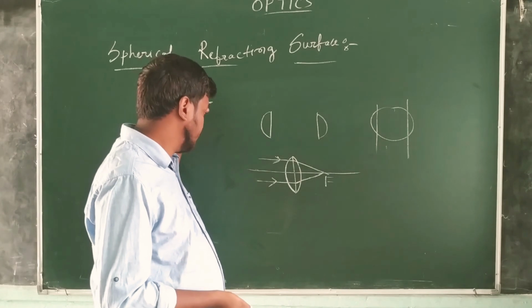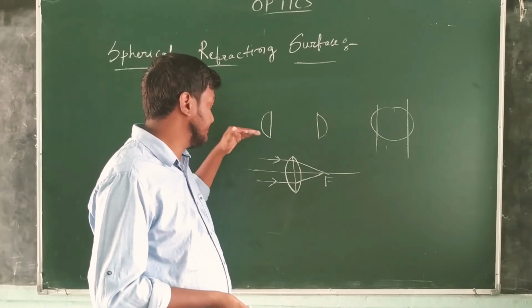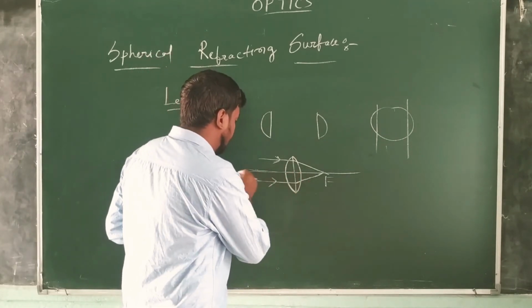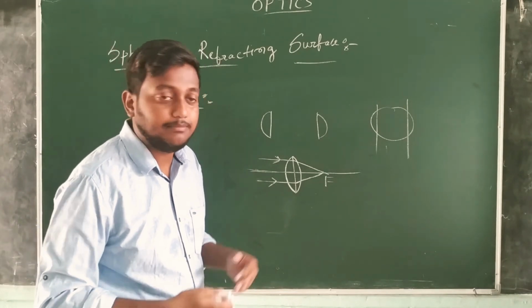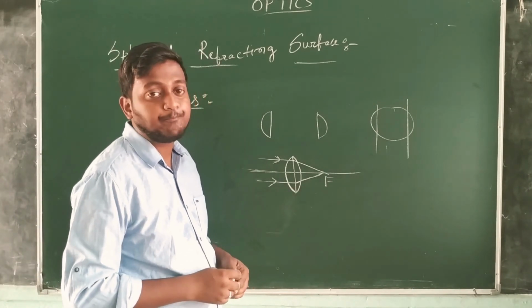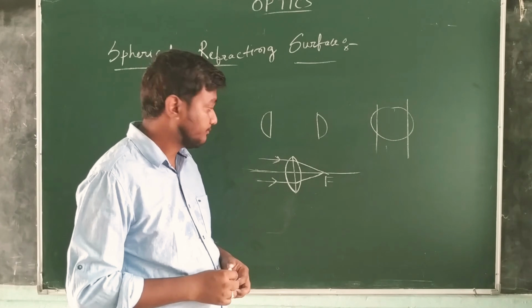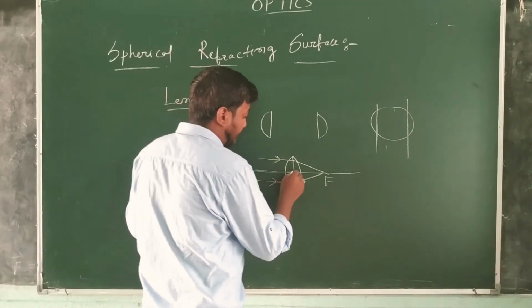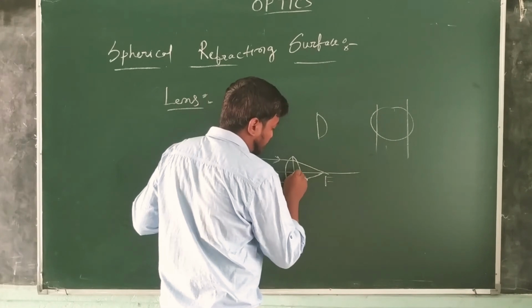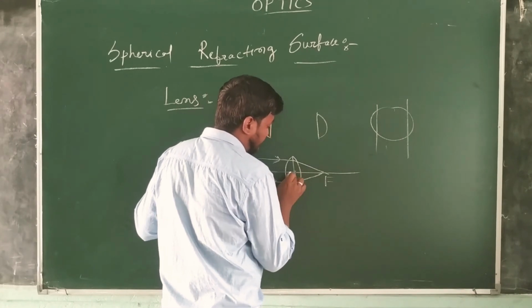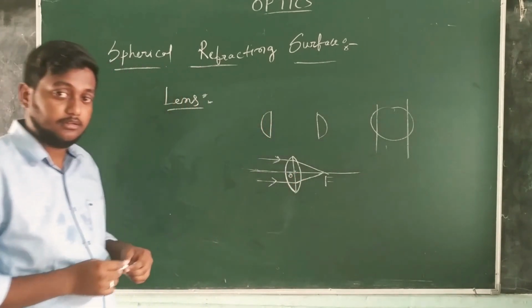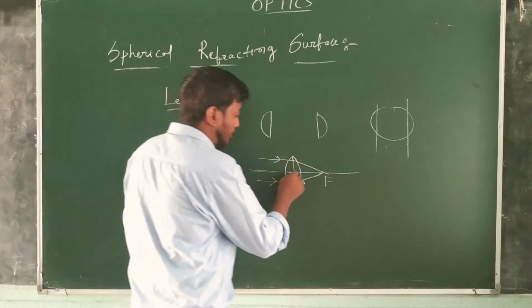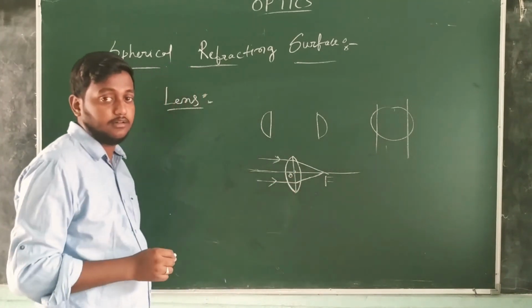And the ray which is parallel to the principal axis, after refraction, will meet at a point. That point is known as focus. And this point, the center of these two lenses, is called the optical center.